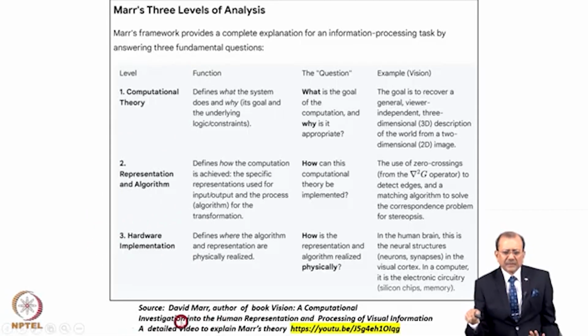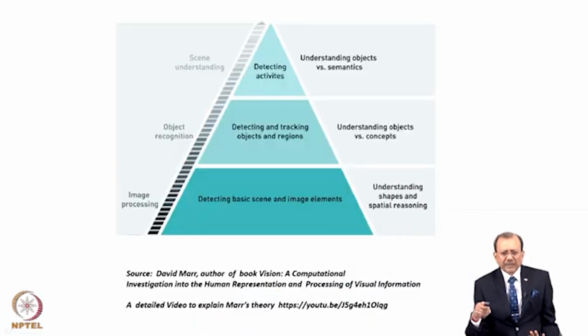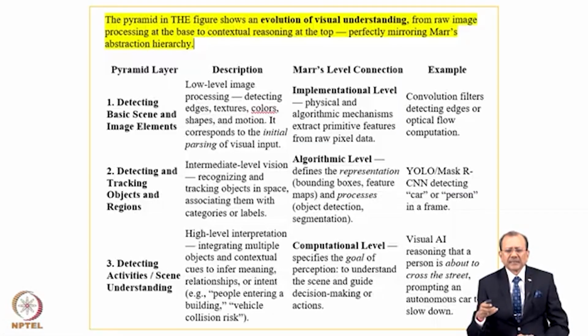More details you can see by looking into this video, which is around 10 or 12 minutes long, on YouTube. And this picture shows the three layers in action. The first layer is detecting the basic scene and image elements, and that is done by the computational layer. Then detecting and tracking objects and regions is done at the algorithm layer, and detecting activities is done at the implementation layer. So this is a textual explanation of what I have explained so far about these three layers.